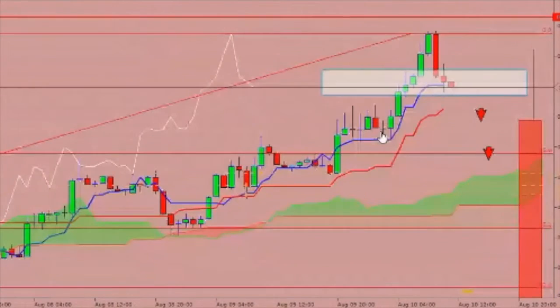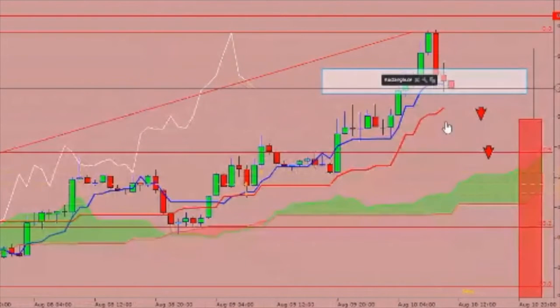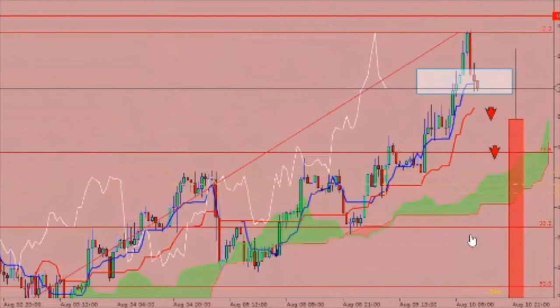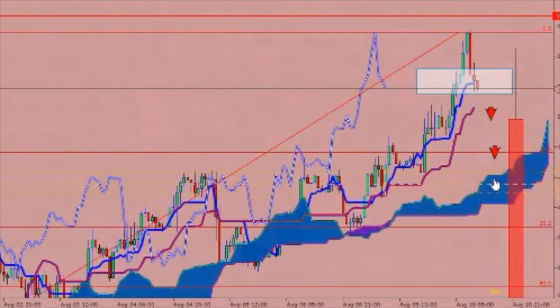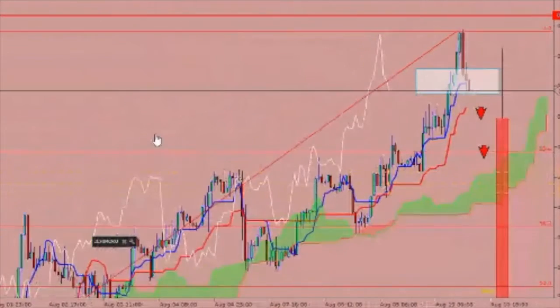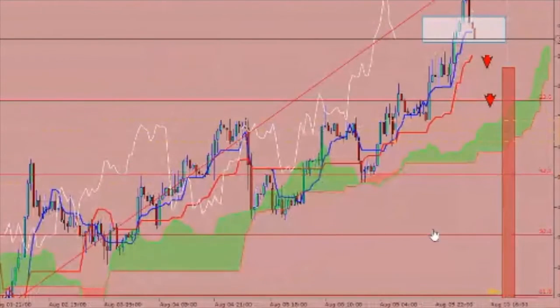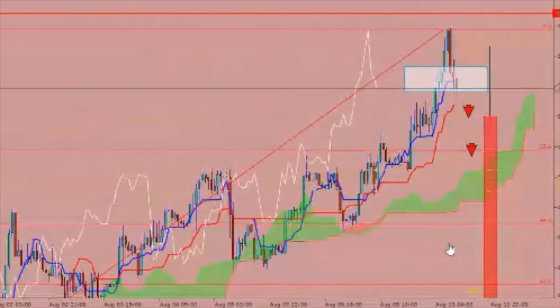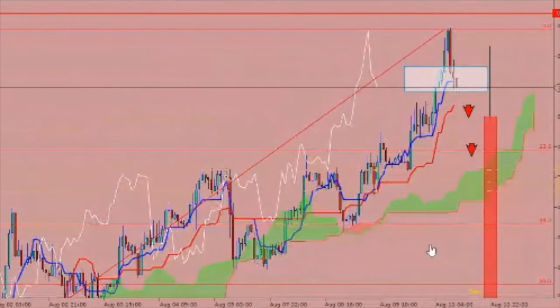Now that we're looking at this, we're going to look to take this short. And the reason for that is because the cloud, this bottom cloud here, actually serves as a support. Now, you can see it happening here, the cloud serving as a support. You can see it happening numerous times where the cloud serves as a support. So the cloud serves as an area that the price will go to and sit around.